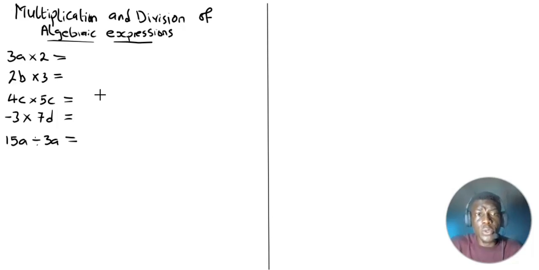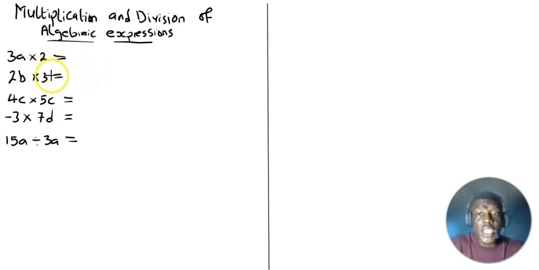So we are talking about multiplication and division of algebra. Here are some examples that we need to try. Remember, algebra is the product of alphabet and letters. We've talked about how to add and subtract algebra, so let's talk about multiplying and dividing algebra. Look at these examples. We have to simplify as far as possible.